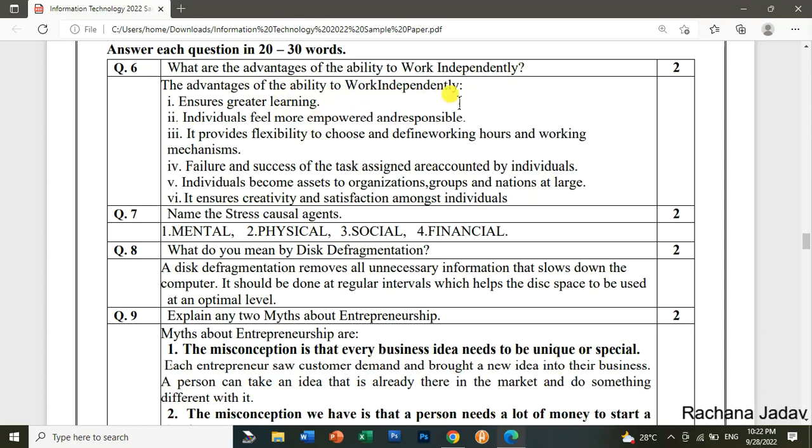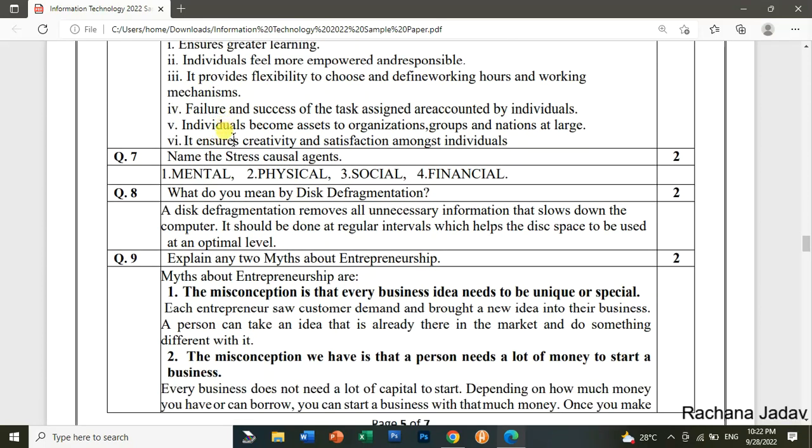Advantages: ability to work independently, ensure greater learning, individuals feel more empowered and responsible. These are all the points. And if you want, अगर आपको चाहिए ये आंसर की के साथ ये क्वेश्चन पेपर वाला, then I can share with you. If you request me, I will just share with you this whole data with the answer scheme.